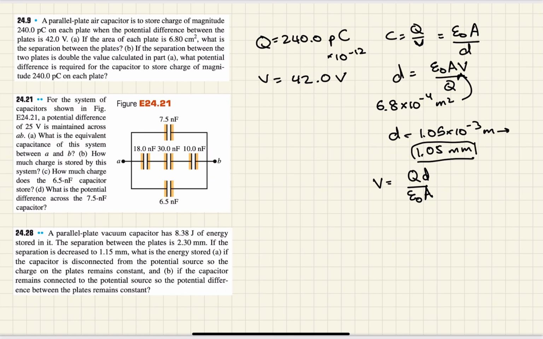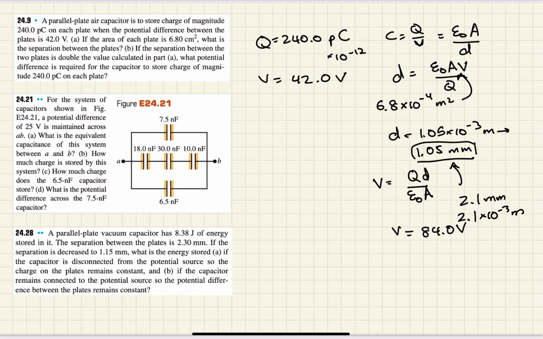And so you plug in what we know. Q is 240 picocoulombs again, so 240 times 10 to the negative 12. D is twice this, so that becomes 2.1 millimeters, or 2.1 times 10 to the power of negative 3 meters. And epsilon naught is 8.85 times 10 to the negative 12 again. And A is still 6.8 centimeters squared, so it's 6.8 times 10 to the negative 4 meters squared. And so you plug all that in, you get a voltage of 84.0 volts.